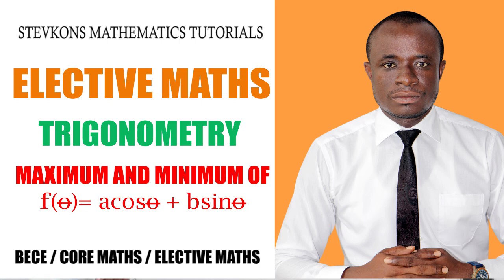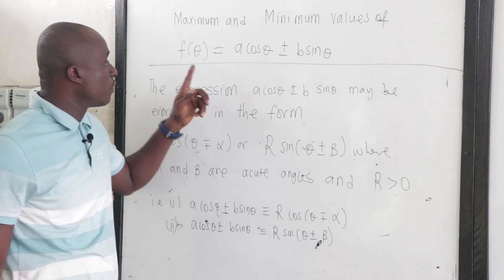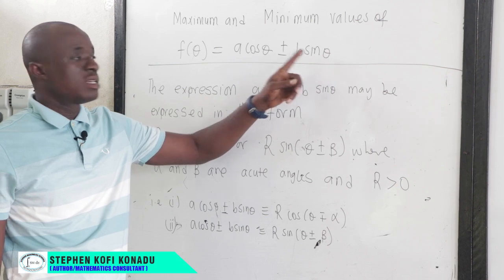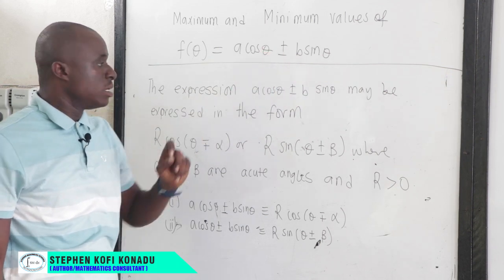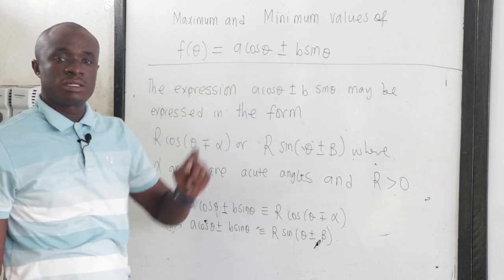Now, I would like to consider the maximum and minimum values of a function, that is f(theta) equal to a cos theta plus or minus b sin theta. It can either be plus or minus in between here. That is, a cos theta plus b sin theta.